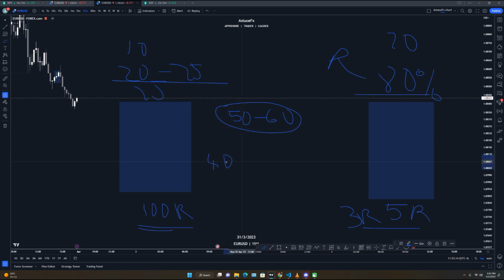40 to 60, yeah. So this is where my win rate lies. I don't really go to 80 or something. I never have an 80% win rate. So 40 to 60, and from 40 to 50 or 60, if I don't really go for 3R, if I go for 5R, that's even enough to be profitable.